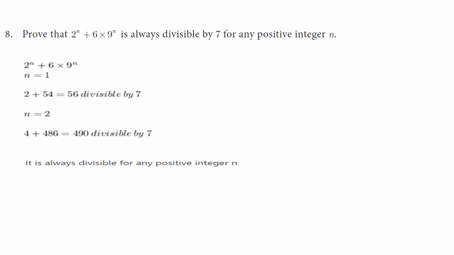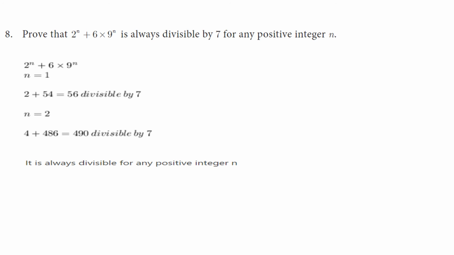Prove that 2 to the power n plus 6 into 9 to the power n is always divisible by 7 for any positive integer n. First we write 2 to the power n plus 6 into 9 to the power n. We substitute n equal to 1. We get 2 to the power 1 plus 6 into 9 to the power 1. 2 to the power 1 is 2, plus 6 into 9 is 54. 2 plus 54 equals 56, which is divisible by 7.